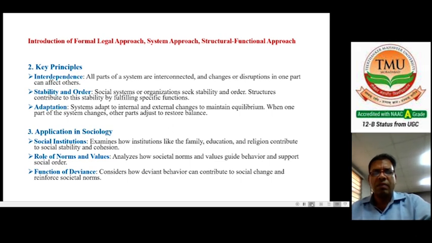Next, the system approach is also applicable in sociology. In sociology, we look at social institutions, examining how institutions like family, education, and religion contribute to social stability and cohesion. Next is the role of norms and values, analyzing how societal norms and values guide behavior and support social order. This is very important. And functions of deviance: considering how deviant behavior can contribute to social change and reinforce social norms. This is a very important part of the structural functional approach.